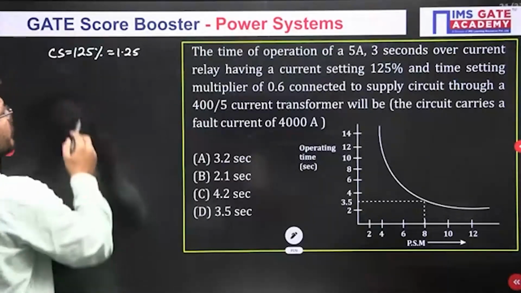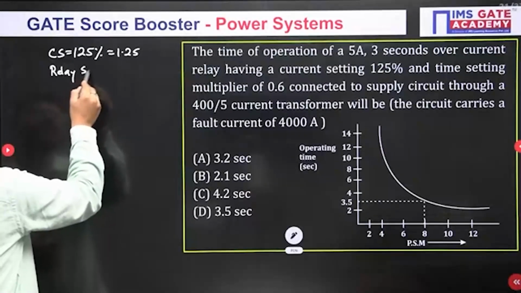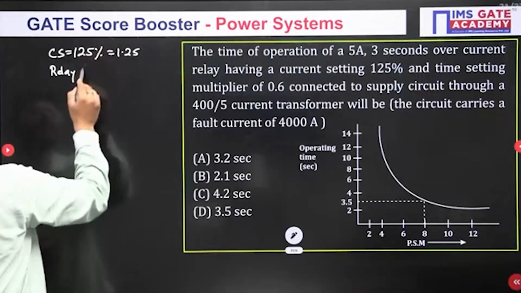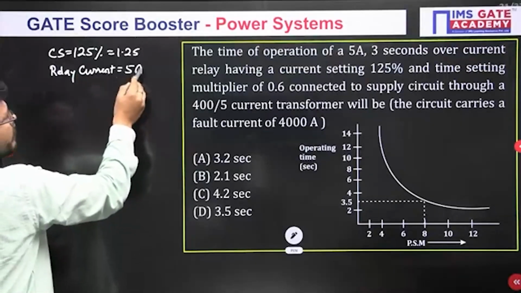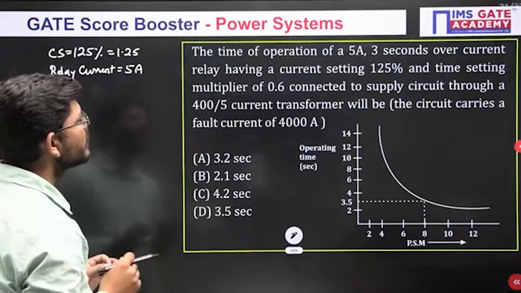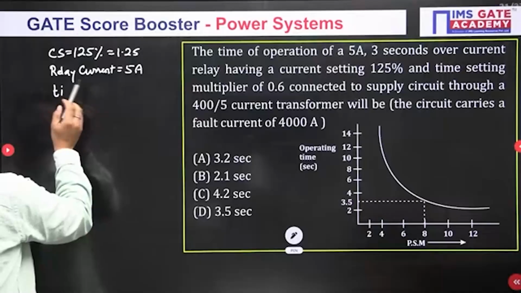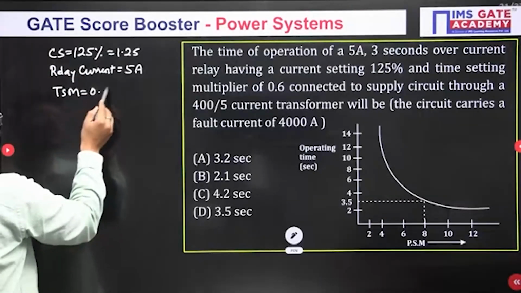Relay current is 5 ampere. Okay, so relay secondary current, or relay current, is 5 ampere. Relay current is 5 ampere and a time setting multiplier of 0.6 is connected. So time setting multiplier, or we can call it TSM, is 0.6.